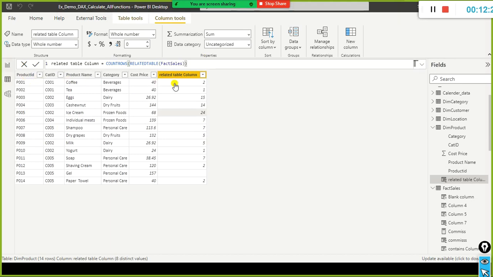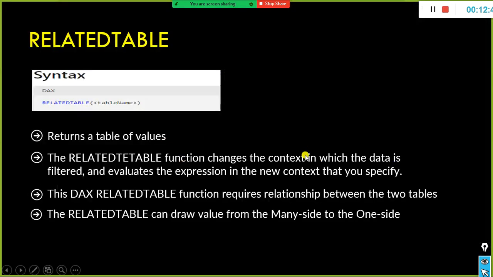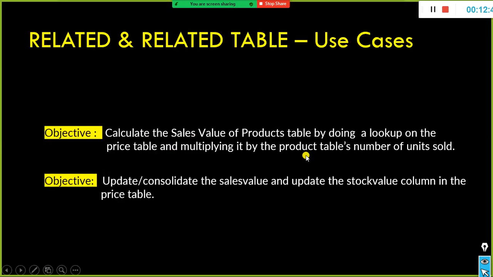So this is many to one. If you wanted to draw the values from the many side of your fact sales to your product table or customer table, right? You can use the RELATEDTABLE function. Now you understood the difference between RELATED and RELATEDTABLE.